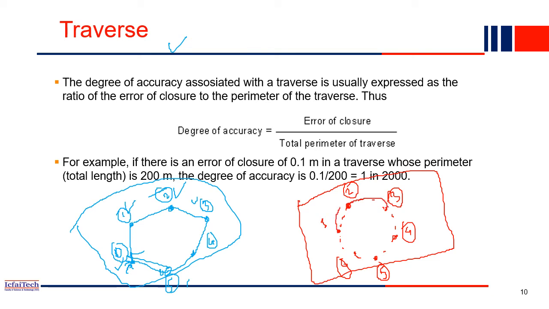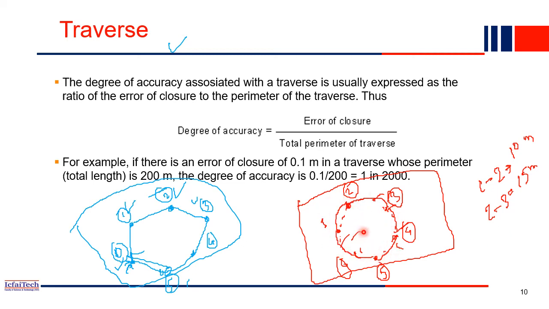Each distance you are measuring in the field, so you know in total how much you have measured. Maybe from 1 to 2 you got 10 meters, then 2 to 3 you got 15 meters. Like that you computed all the distances. Now if you add all the distances, you get some value, and you know you have done it in a circular manner.